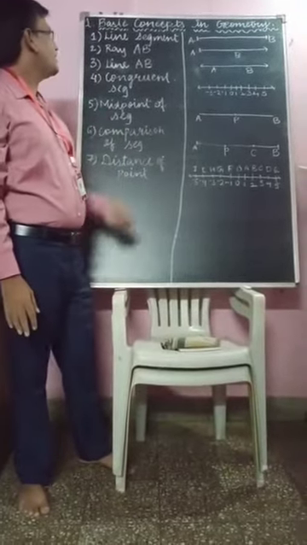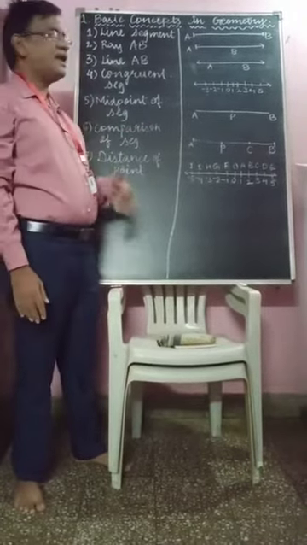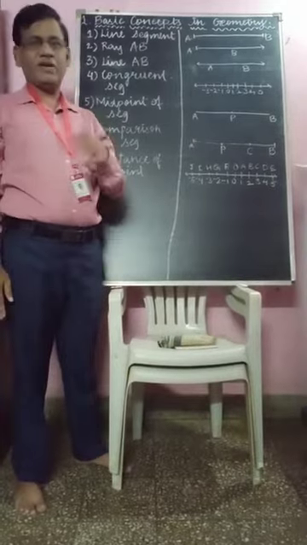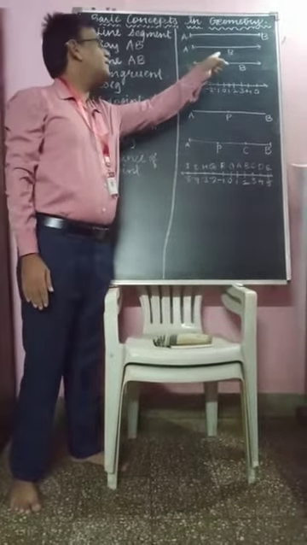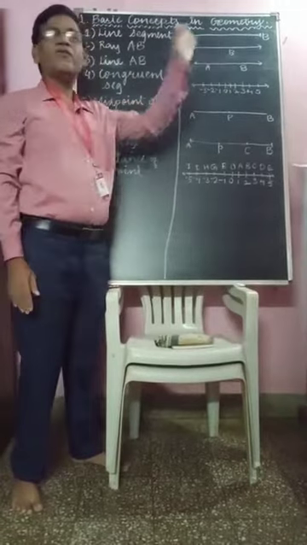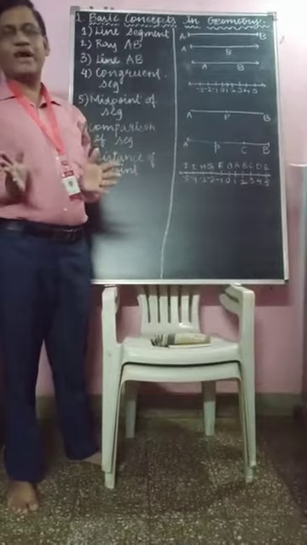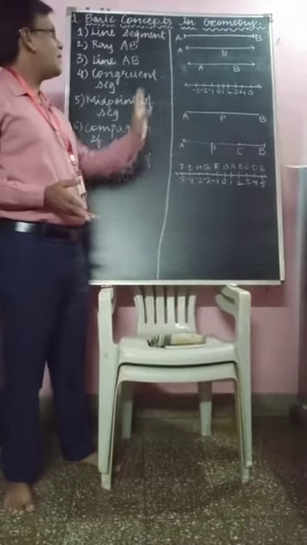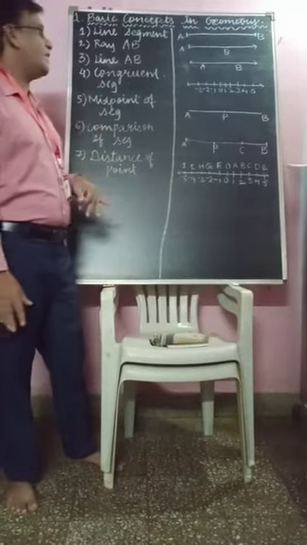Now the second is, what is line? We already explained, or we already defined, what is line. The set of points which extend both sides infinitely. But what is ray? Here you have to study what is ray.